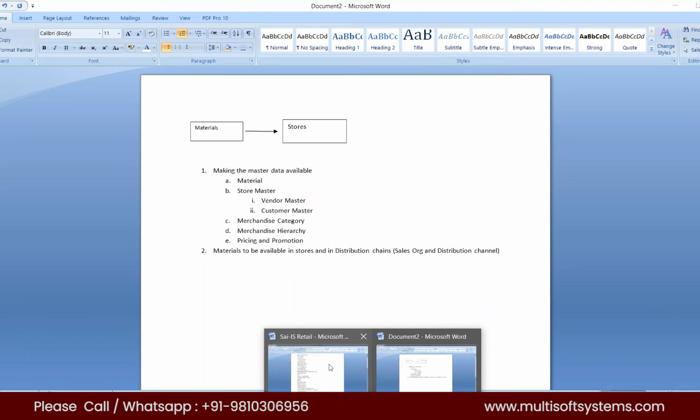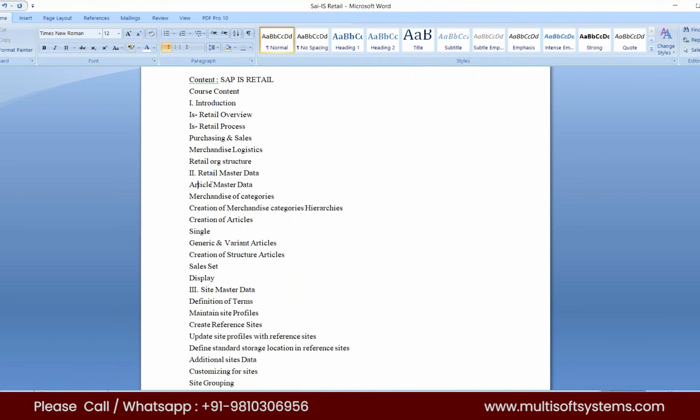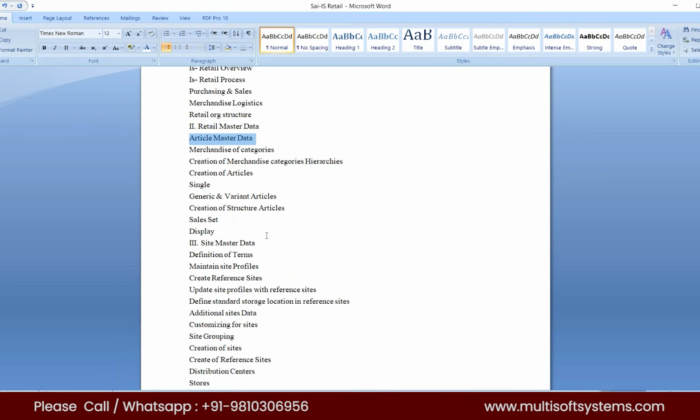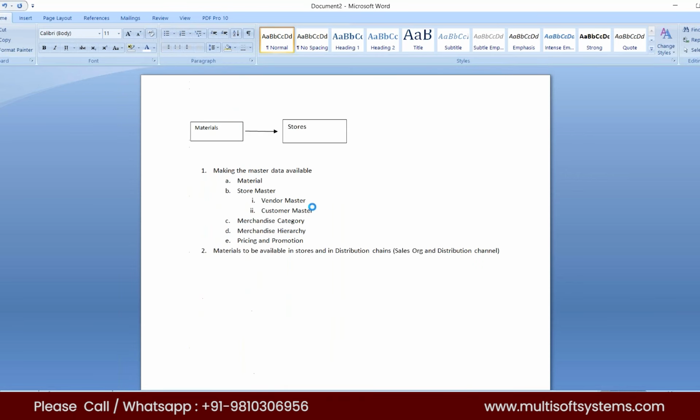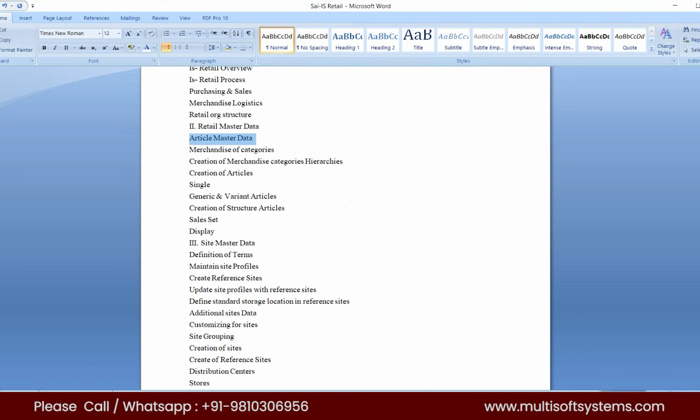Now, if I open the course content here, it has the article master data, as you see here, because that used to be the term earlier. And we also have something called assortments. Assortments is a very interesting topic, and it is the one which determines which material has to be available in which specific store or in which specific distribution chains. We will look through the different ways of creating the assortments and how they have to be handled.